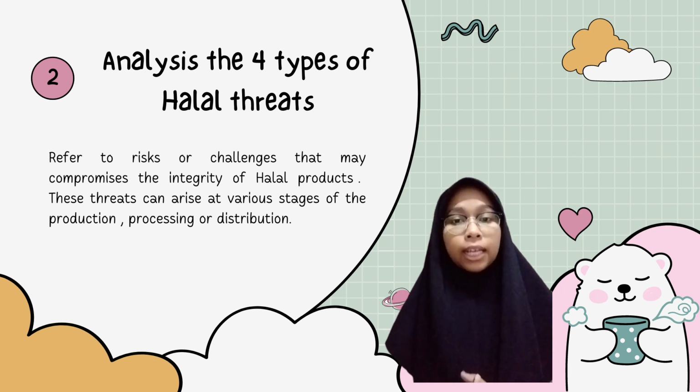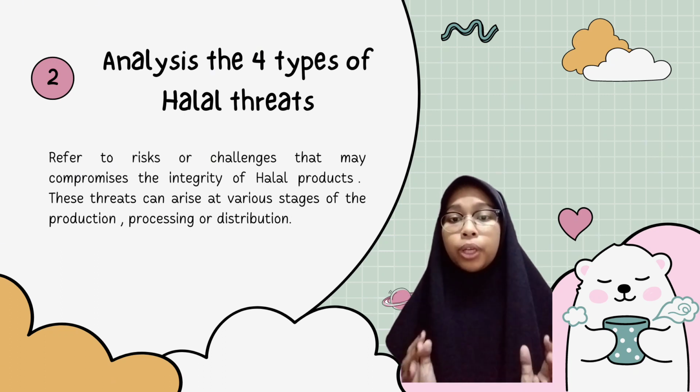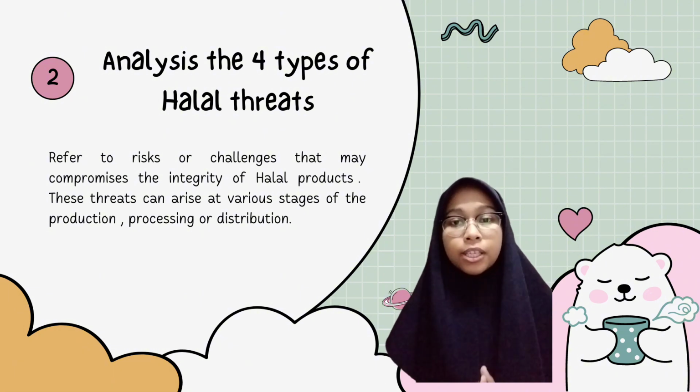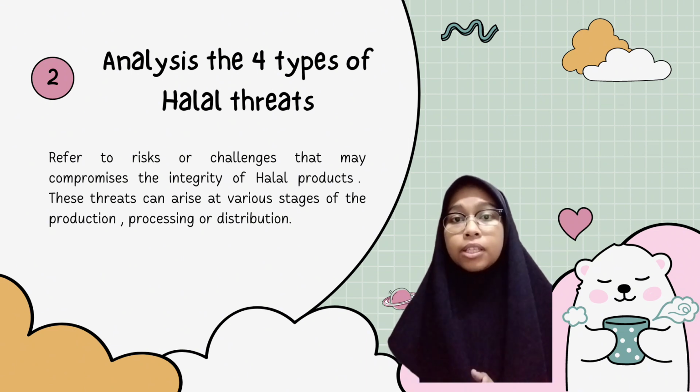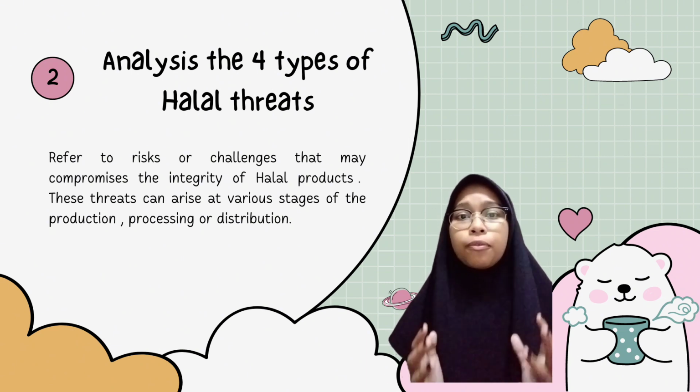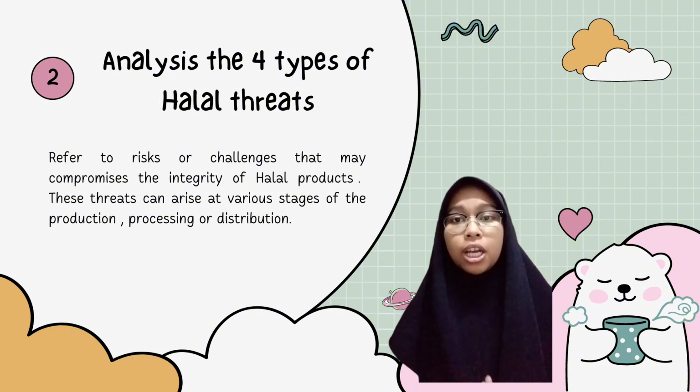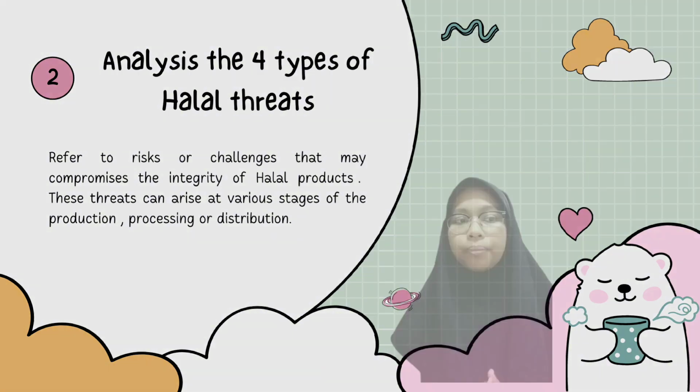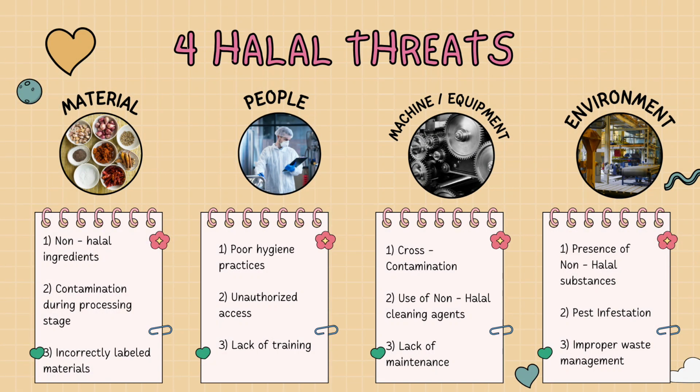Now, let's move to the second step, which is analyze the 4 types of halal threats. Before we go to examples of halal threats, we need to know what it means by the halal threat itself. First, halal threats refer to the risk or challenges that may compromise the integrity of halal products. These threats can arise at various stages of the production, processing, or distribution. There are 4 types of halal threats.